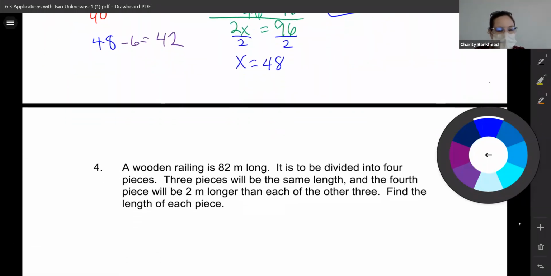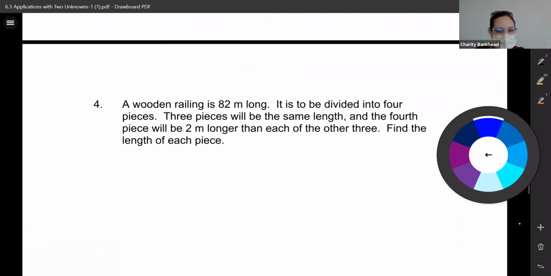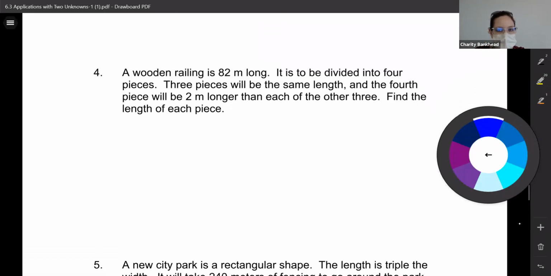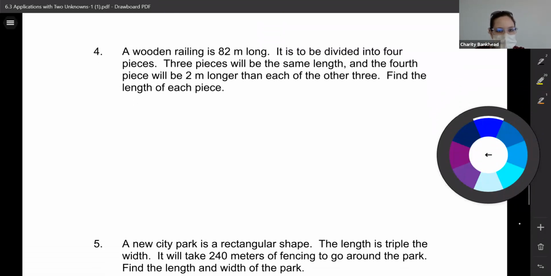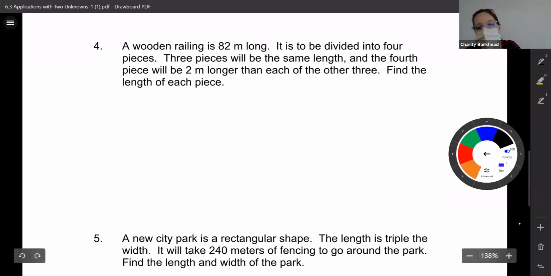All right, number 4, a wooden railing is 82 meters long. It is to be divided into 4 pieces. 3 pieces will be the same length, and the 4th piece is 2 meters longer than each of the other 3. Find the length of each piece. Okay.